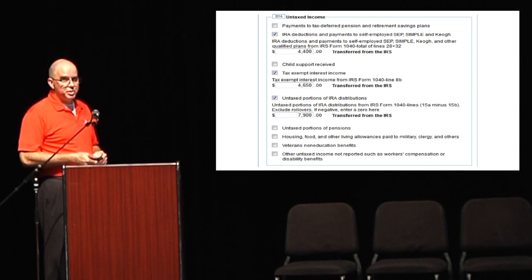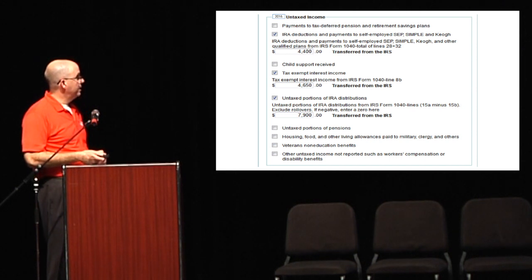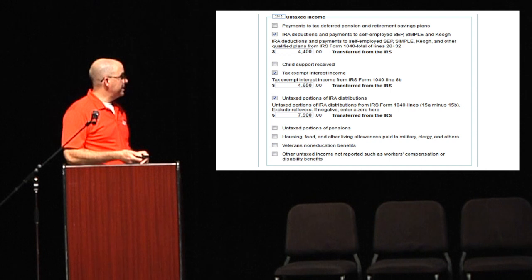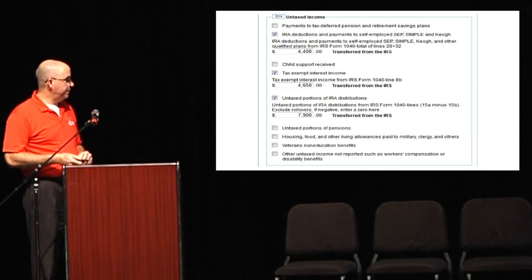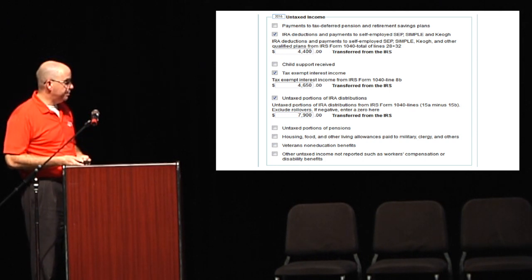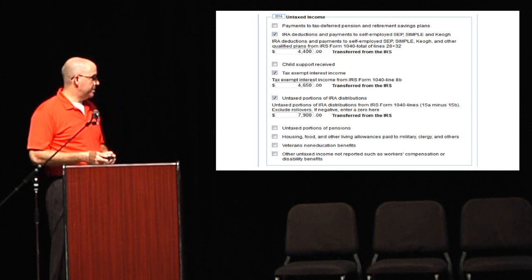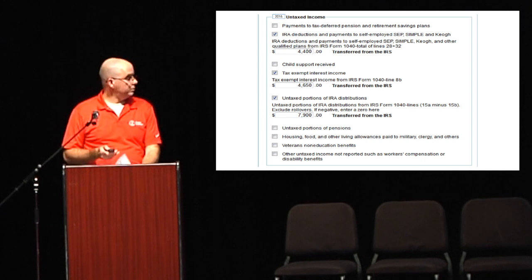If you receive child support, you check on that box. It gives you the opportunity to enter the dollar amount that was received. Tax-exempt interest income will come in from the IRS. Untaxed portions of IRA distributions and pensions will also be transferred from the IRS. Housing, food, and other living allowances paid to members of the military or clergy. Veterans non-educational benefits, and workers' comp and disability benefits.